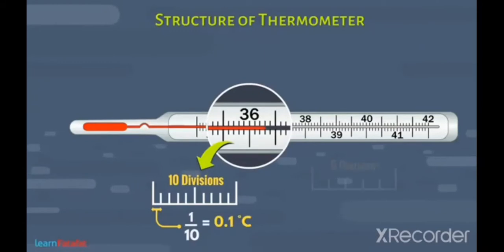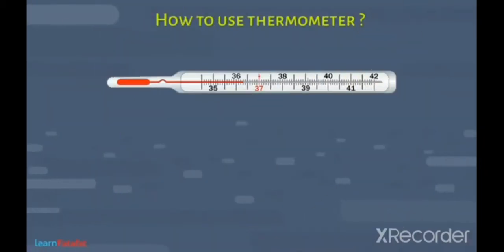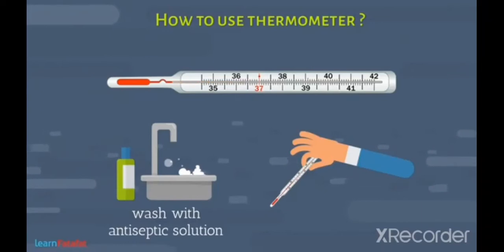And if there are 5 divisions, then each division suggests 1 by 5, that is equal to 0.2 degree Celsius temperature. How to use a thermometer? Before using the thermometer, you should wash it with some antiseptic solution. Also, give some jerks to it so as to bring the mercury level below 35 degrees Celsius.